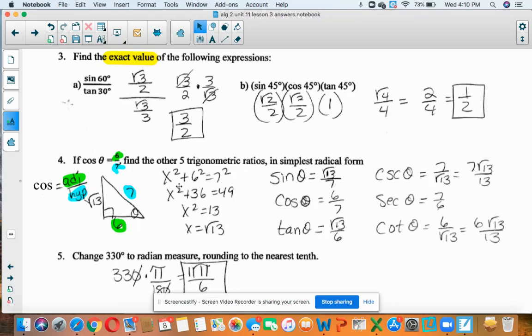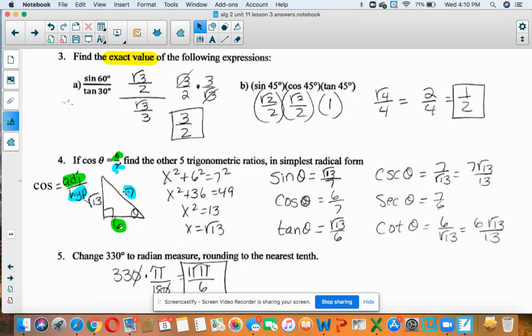I then use my Pythagorean theorem to find this missing side. So x squared plus 6 squared equals 7 squared. X squared plus 36 equals 49. X squared equals 13. All I did was subtract 36. X equals the square root of 13. So now I know this missing side is radical 13, and I can find all of the other 5 trig ratios. And again, I'm finding it in simplest radical form.